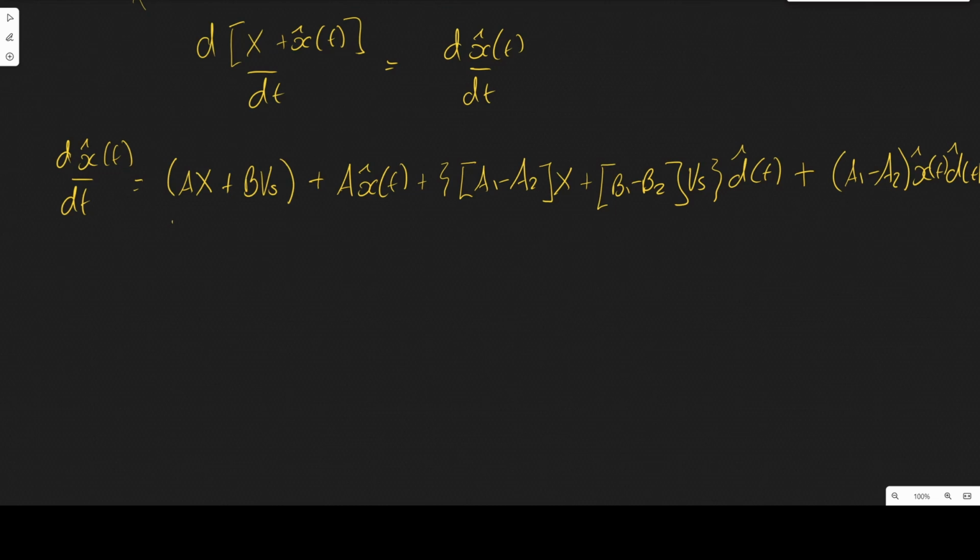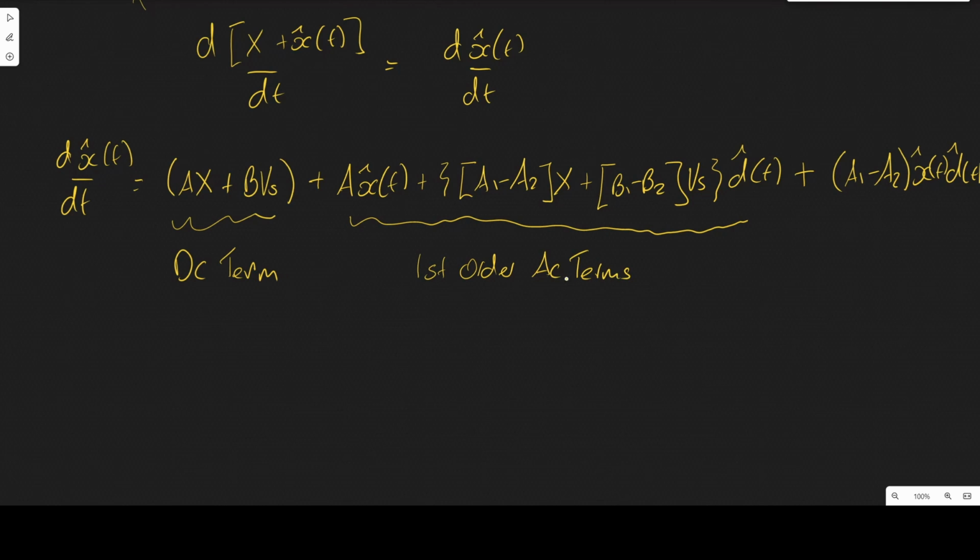So this is equal to the steady state DC term. This over here is equal to the first order AC terms, because you have an AC term x over here and the duty cycle here, and this is equal to the second order, because you have two AC terms multiplied with each other here.